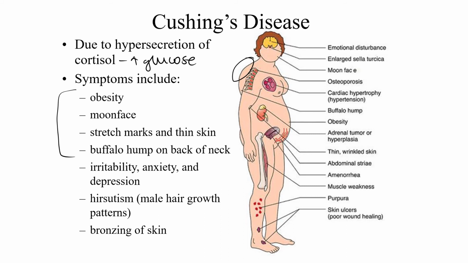Irritability and anxiety and depression can come from some other hormones kicking in here, perhaps epinephrine. Hirsutism is male patterns of hair growth, especially concerning for a female. And again, bronzing of the skin comes from that melanocyte stimulating hormone that we do see involved in both of these particular disorders.